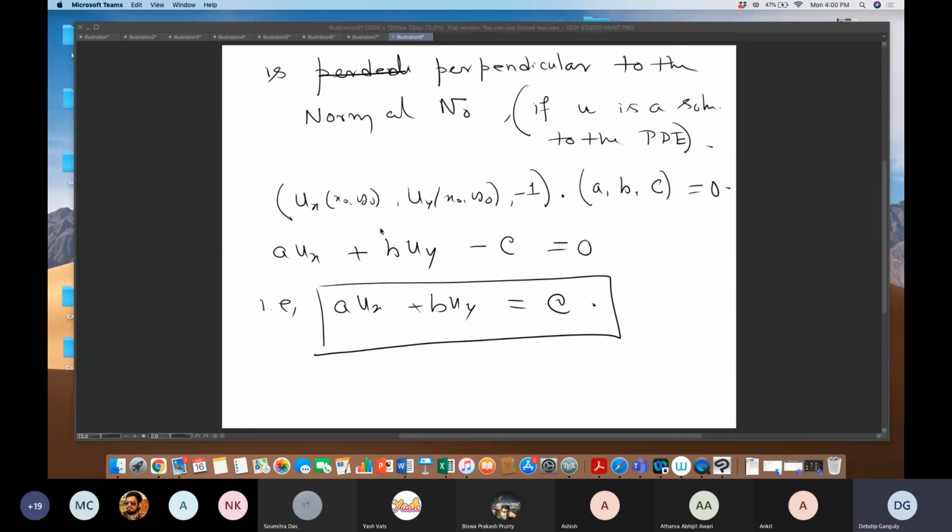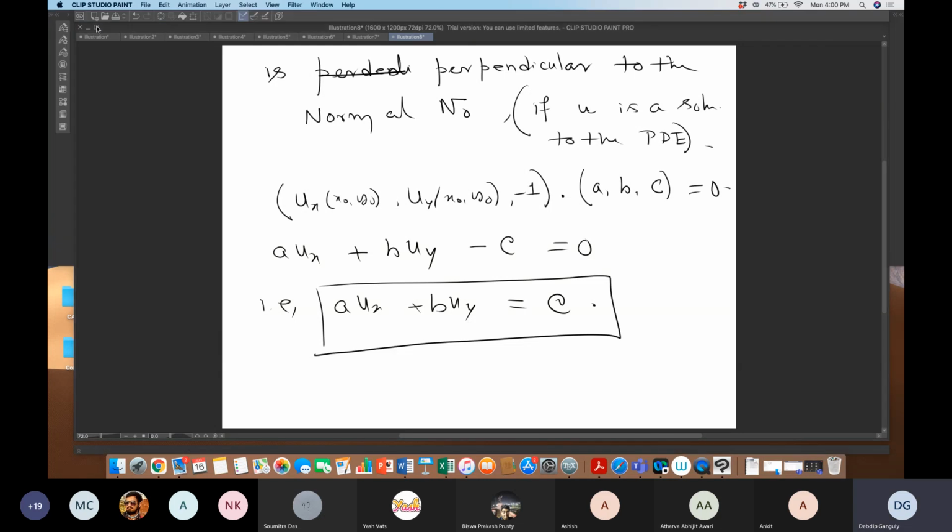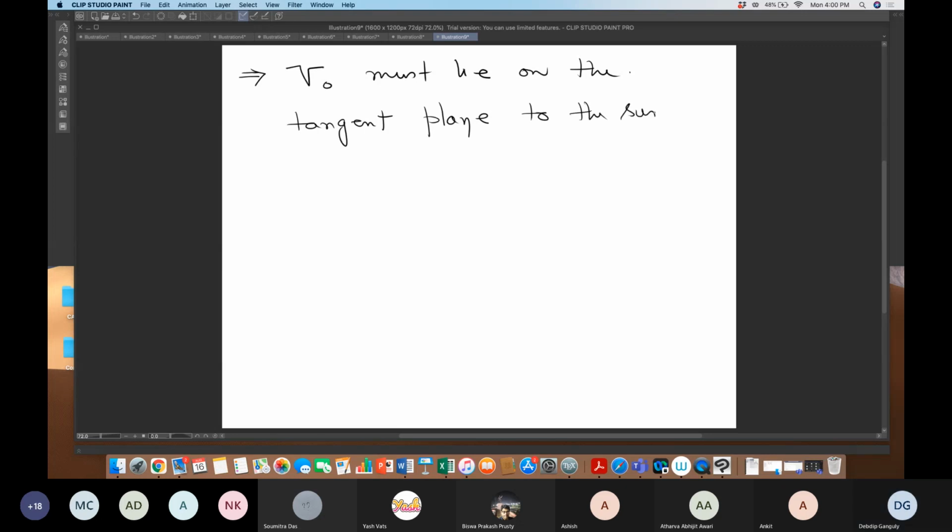Okay, good. So u_x dot a plus u_y dot b minus c is 0. That means, if u is a solution, then this dot product is 0. This implies v naught must lie on the tangent plane to the surface S at x naught, y naught, z naught.